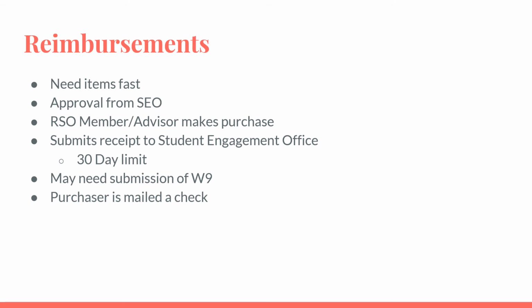The Student Engagement Office may need to ask the purchaser to submit a W-9 form to the university before the reimbursement may be processed. The Student Engagement Office will complete and submit all required forms to the Accounts Payable Office, who will make and mail the check to the purchaser.